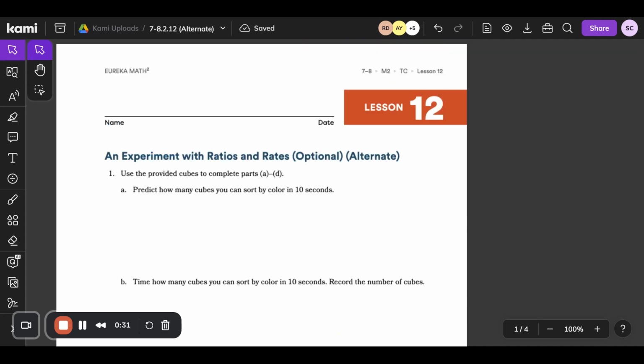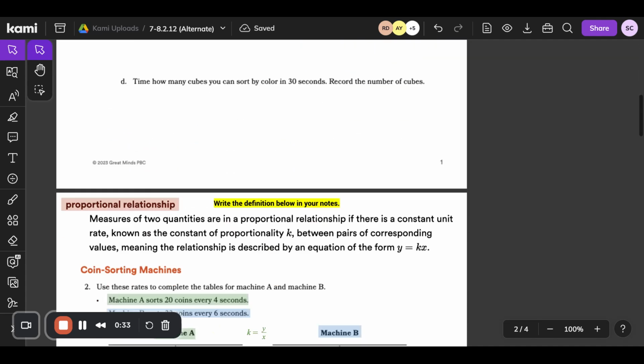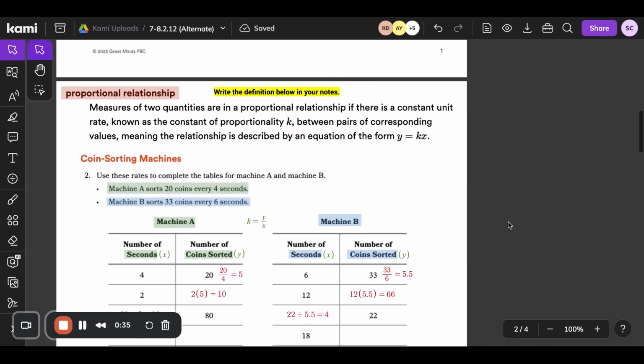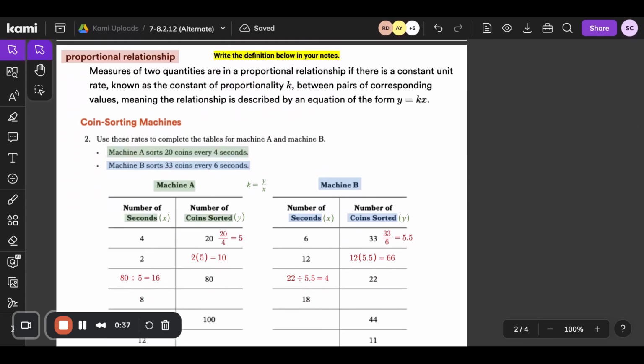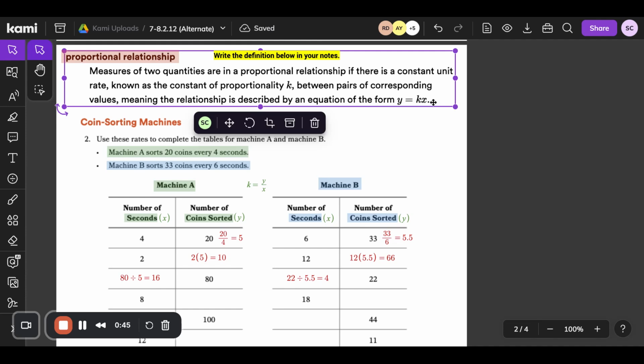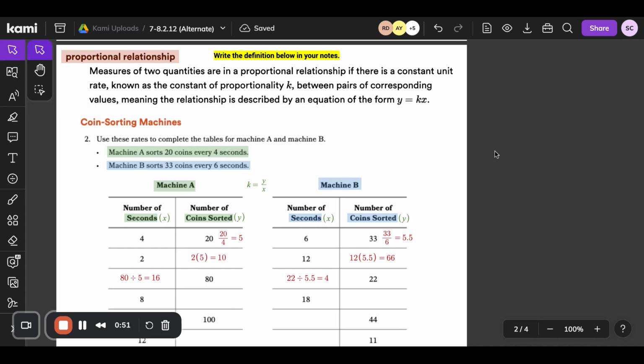So for this first part, we are going to jump straight to the second page. We are going to be learning about proportional relationships, and I need you to write this definition below. I'm not going to read it, but I am going to check to make sure that you actually have it written down and that you've actually read through everything that represents the definition for a proportional relationship.